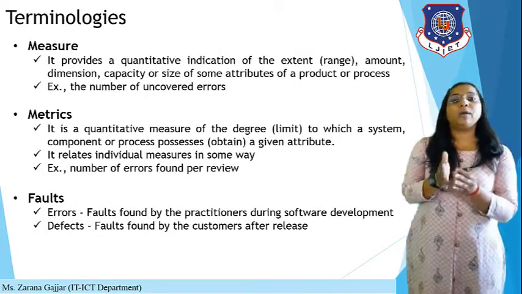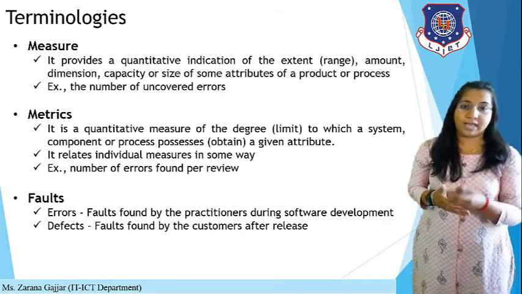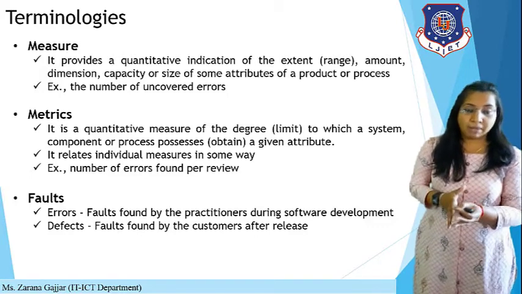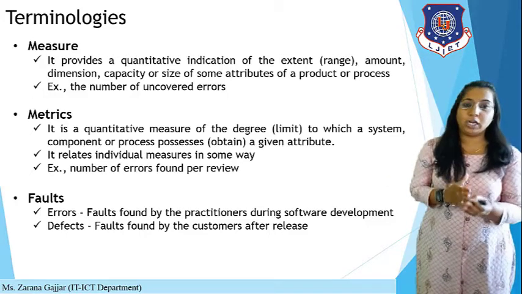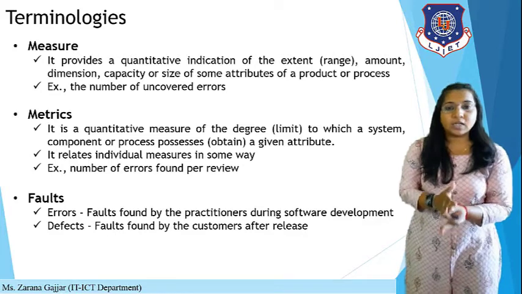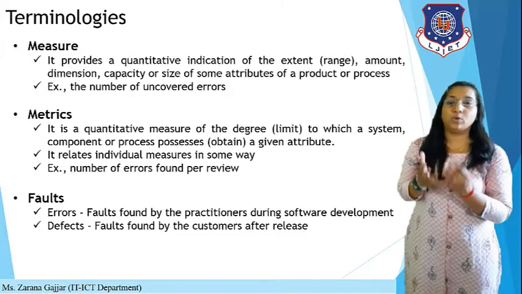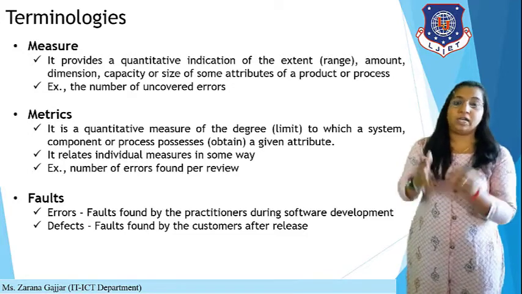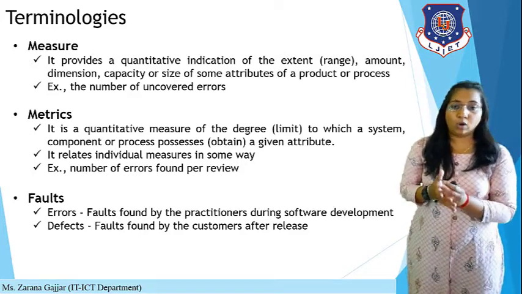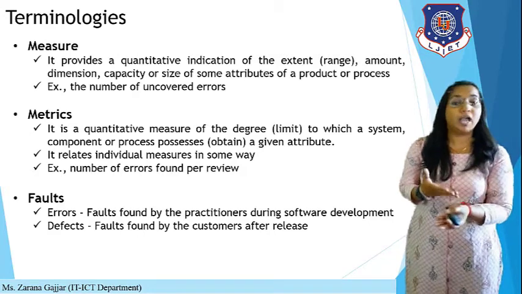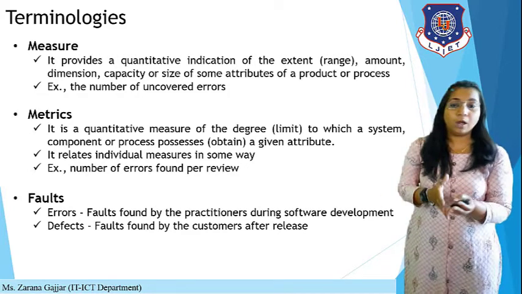First is a measure. A measure provides a quantitative indication of the extent, meaning range, amount, dimension, capacity or size of some attribute of a product or process. In your process or in your product you are measuring its range, its amount, its dimension, its capacity, etc. For an example, the number of uncovered errors. How many errors are in your project? That can be your measure.